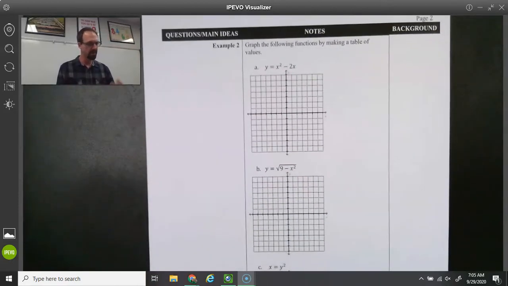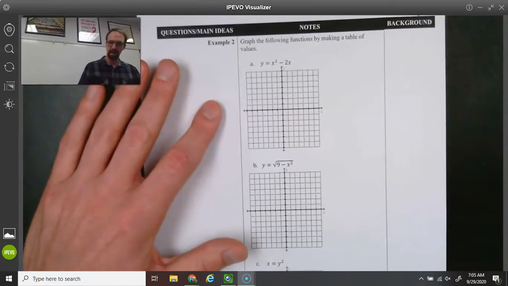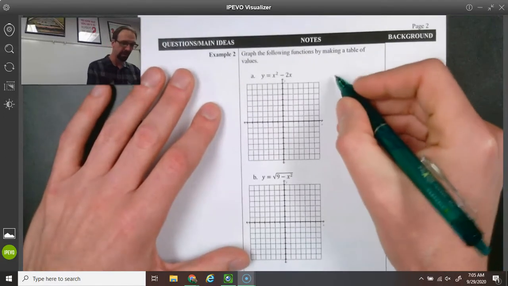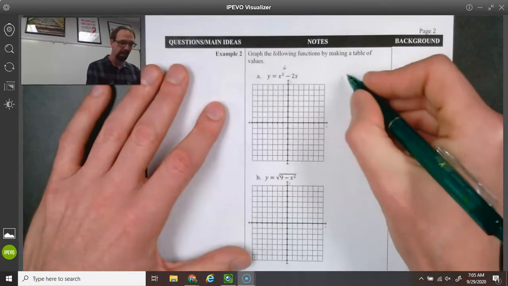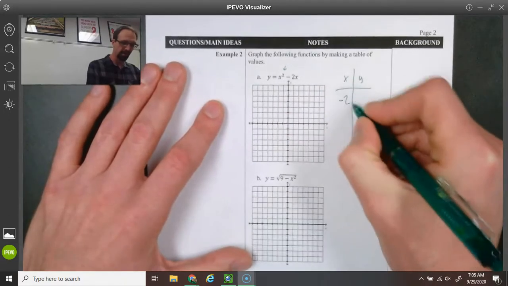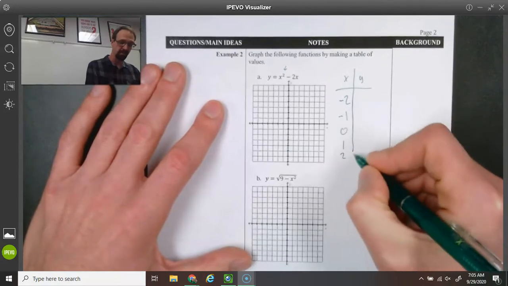And then similarly, example 2, graph the following functions by making a table of values. This one is also going to give us very similar results. However, I noticed that I'm starting to get to higher powers or degrees. This is a quadratic. This is written in terms of y equals, so then when I set up my table, I'm going to use -2, -1, 0, 1, and 2 on my x side.